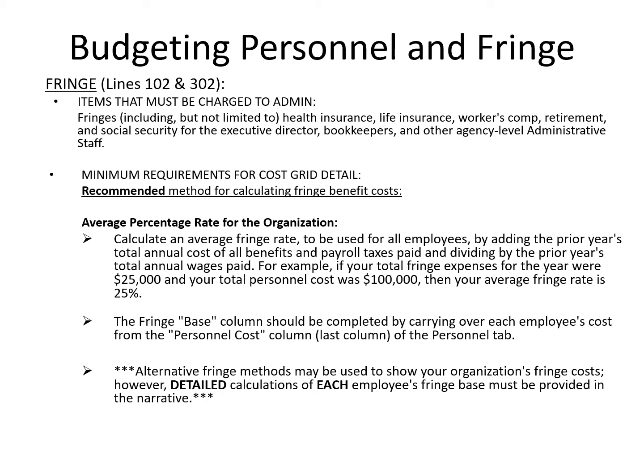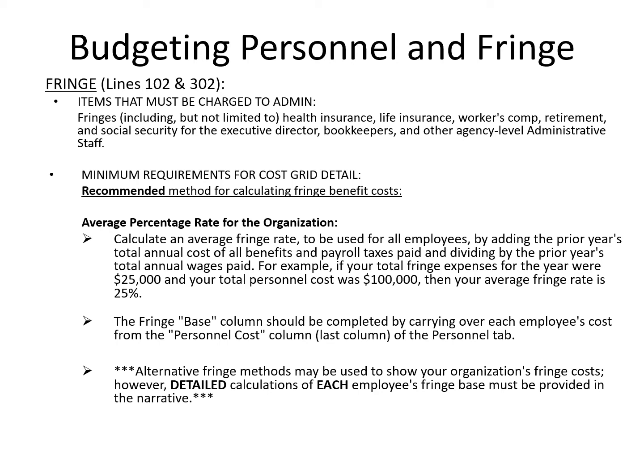That way, it minimizes the grantees need to do all those individual calculations per employee, and it will hopefully allow the budget review process to go more smoothly. So one thing is the fringe base column on the fringe tab should be completed by carrying over each employee's cost from the personnel cost column, which is the last column on the personnel tab, and I've got an example on the next slide.